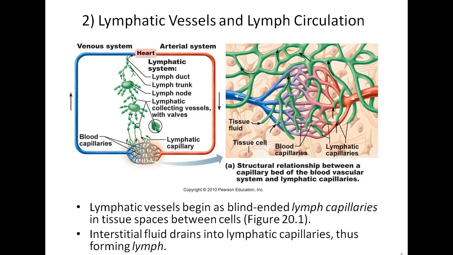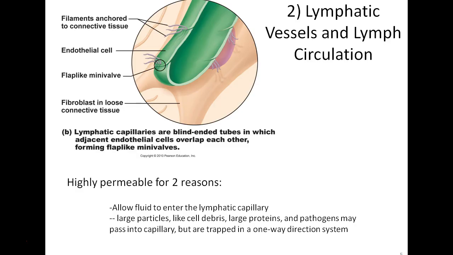So these lymphatic vessels actually begin as lymphatic capillaries shown in this diagram on the upper right. And then, as discussed before, the interstitial fluid drains into lymphatic capillaries. Thus, we form a substance called lymph. Let's take a closer look at that lymphatic capillary. That's what we're talking about when they say they're blind-ended tubes.